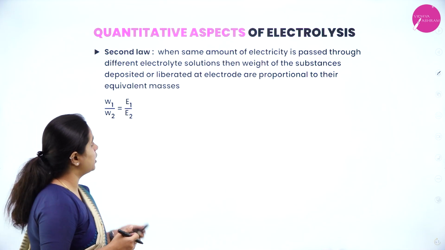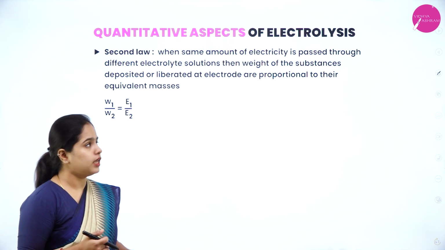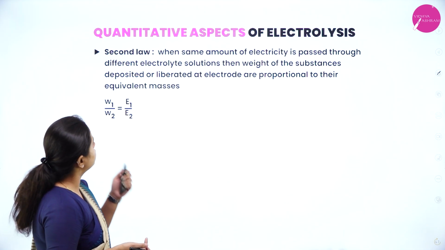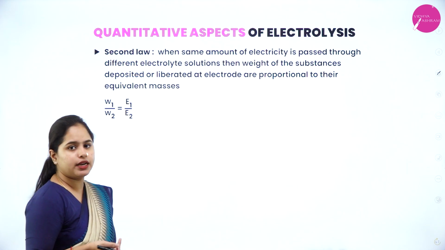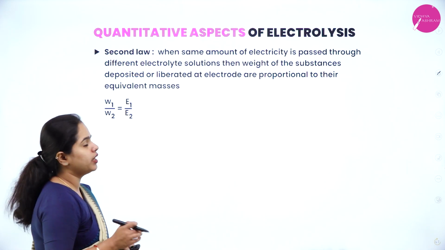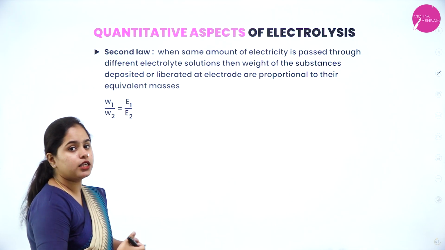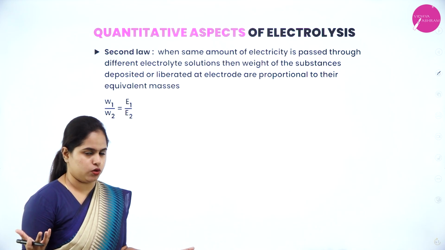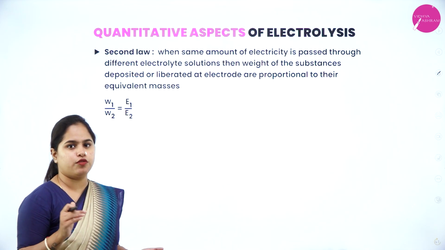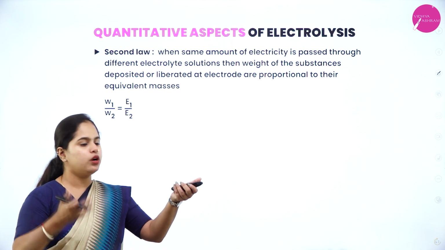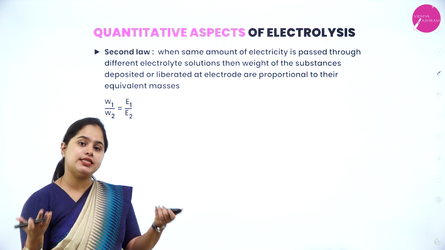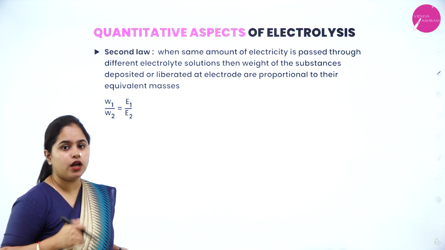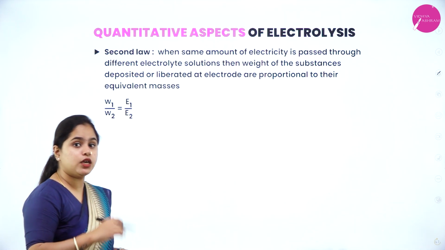Now moving on to the second law: when the same amount of electricity is passed through different electrolyte solutions, the weights of the substances deposited or liberated at the electrodes are proportional to their equivalent weights. So we take two different electrolyte solutions, not a single one, and pass the same amount of electricity through both. Then the mass of the substance deposited or liberated is proportional to their equivalent weights.